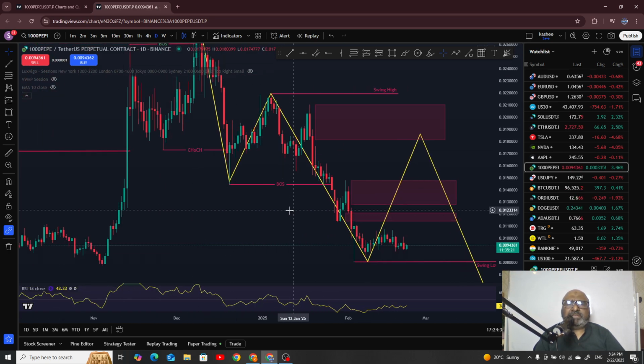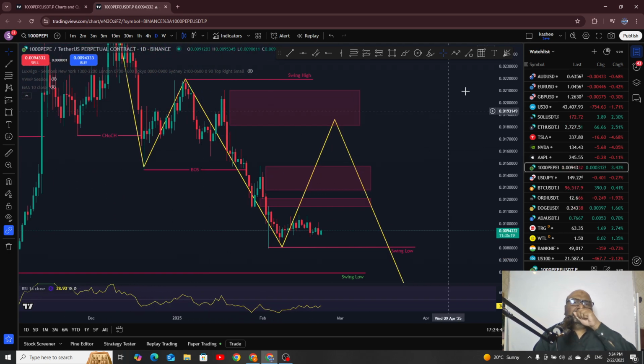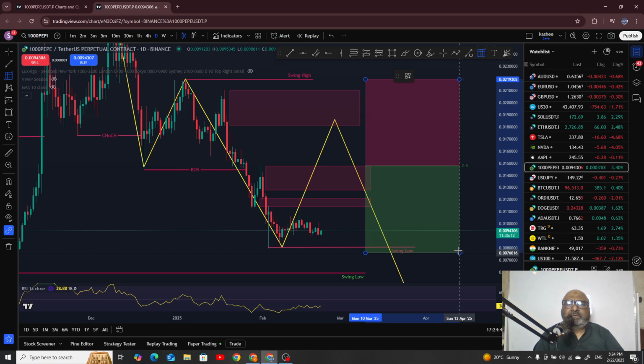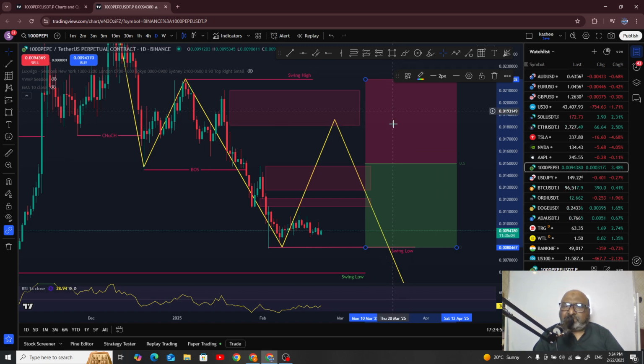We have to consider premium and discount also. Okay, this is premium area where we have to sell, and this is discount area where we have to buy. We should prefer not to sell in this area.